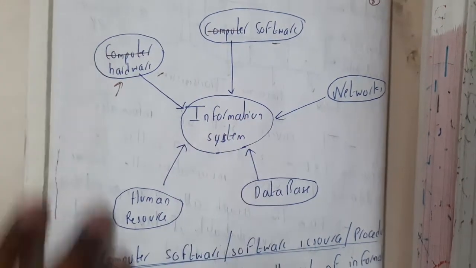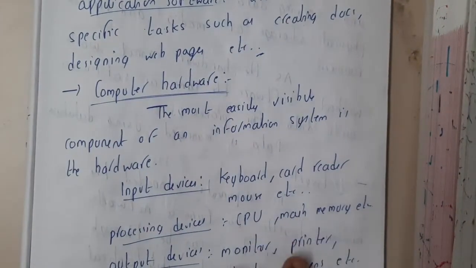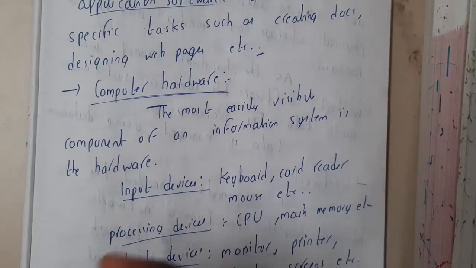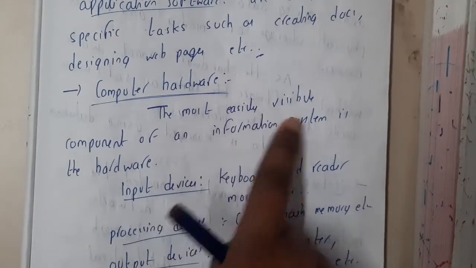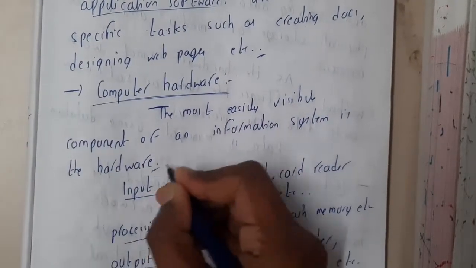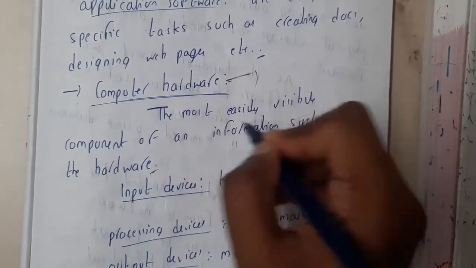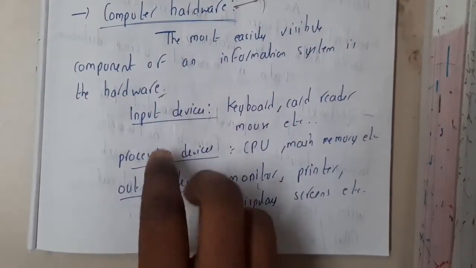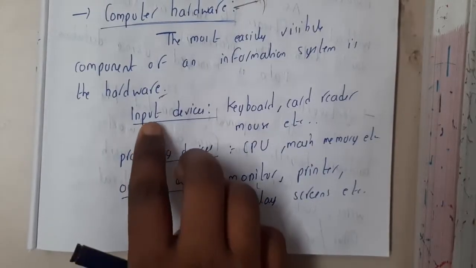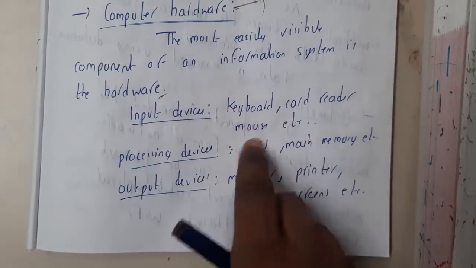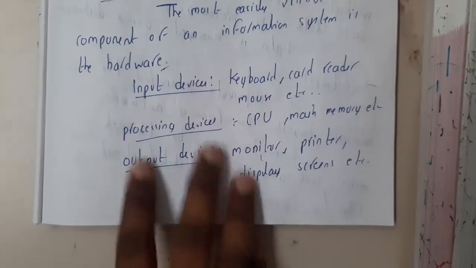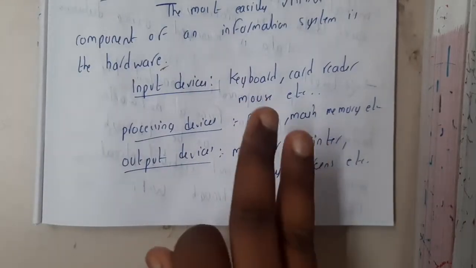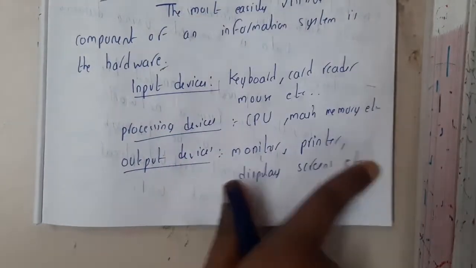First let us go through hardware, because hardware will give you more clarity. Your question will be, what is computer hardware? Computer hardware is what we interact through. The most easily visible component of an information system is hardware. Using this hardware, we interact with our system. A few examples: input devices like a keyboard, card reader, and mouse; processing devices like CPU, main memory, RAM, and hard disks; and output devices like printer, monitor, and display screens. These are the hardware components which will be connected.